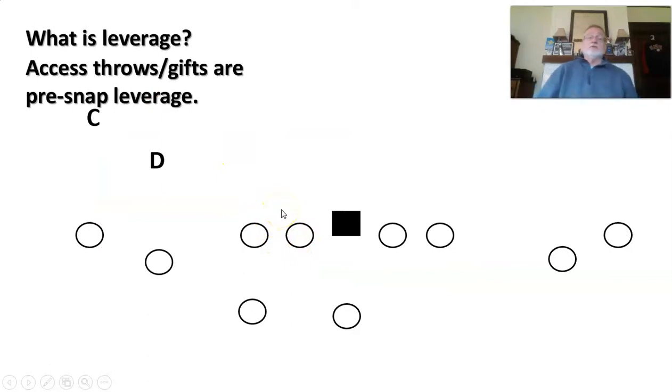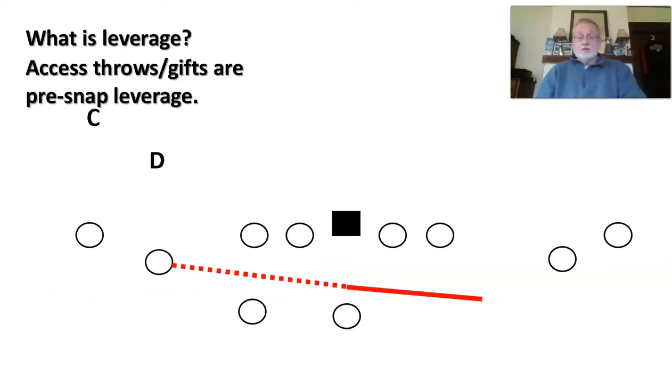All right, what is leverage? Access throws, or some coaches call them the gifts. They've got a run called one way. Our pre-snap leverage. RPOs are post-snap leverage. All right, look here, we give them jet motion. Let's say it's something like a 4-2-5 team or a 3-4 team or a 3-3 team. And the guy goes in motion, and they rotate him back to safety.